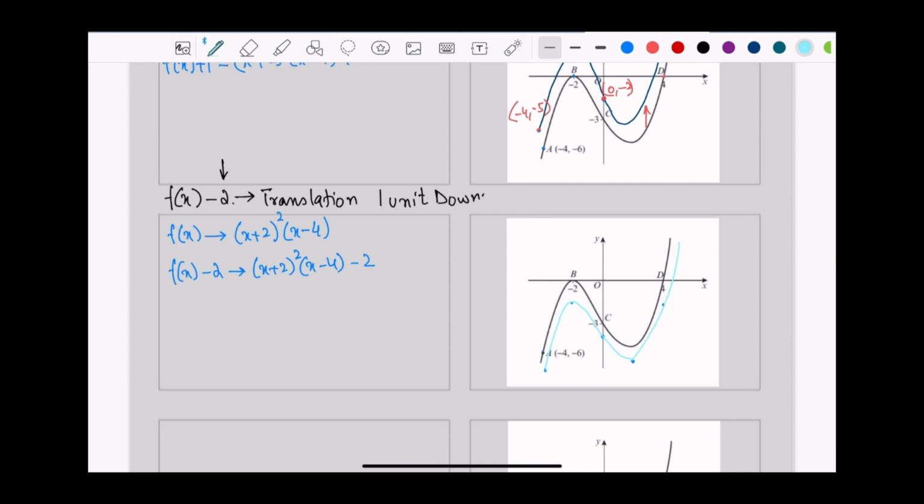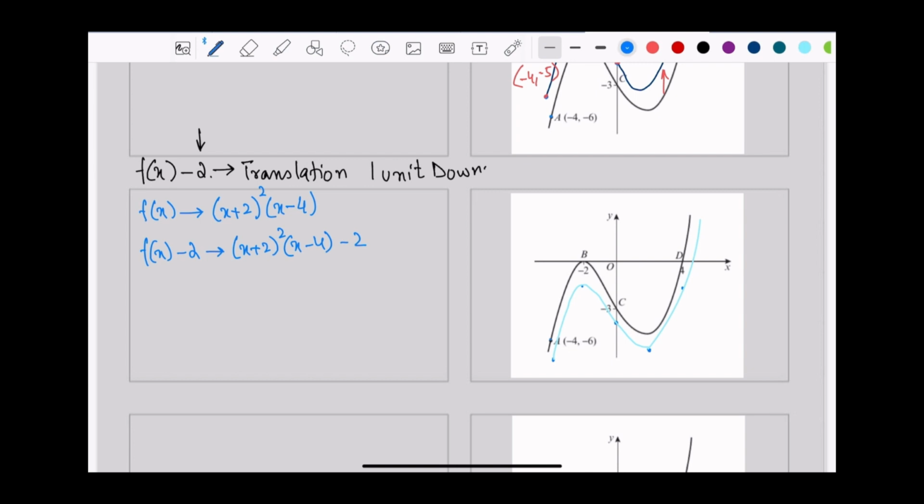Something like this. So the coordinates that were, this here is going to be negative 4 comma negative 7. This point here, which was negative 2 comma 0 initially, is now going to be negative 2 comma negative 2. So this point here was actually, I was shifting one unit down. It's negative 2, which means negative 8, going 2 units down.